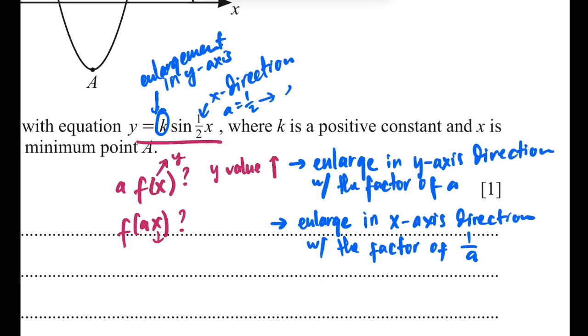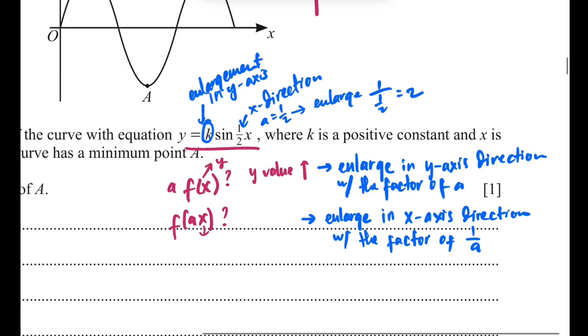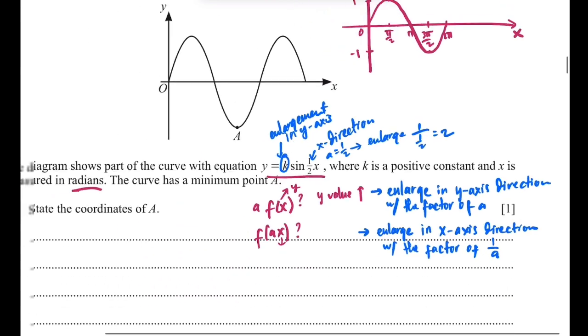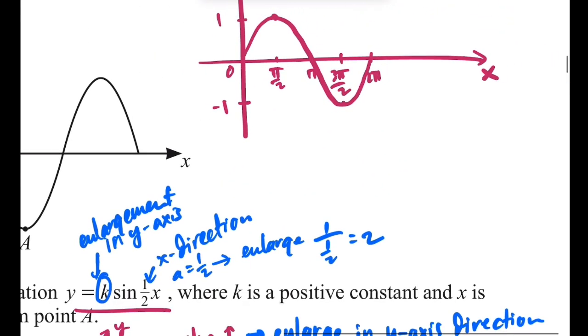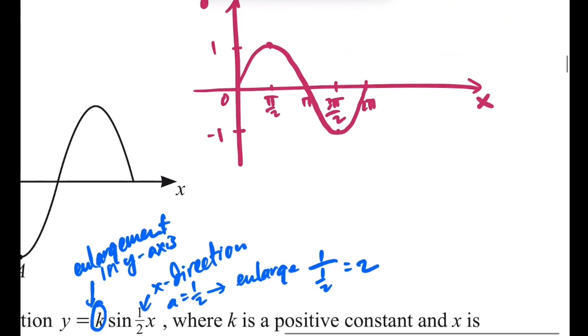So the enlargement here is higher, or it becomes larger than the previous one. It's stretched, not compressed. So it becomes 1 over 2, so we enlarge twice in the x-axis direction. Now, if you have, let's say, 2 here, not 1 over 2, it will become smaller. Since we have half here, it becomes larger. So what you need to pay attention to here is the x coordinate.